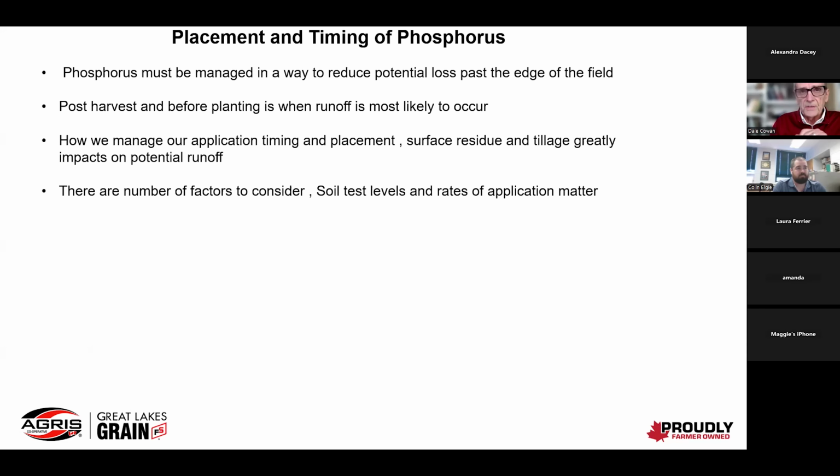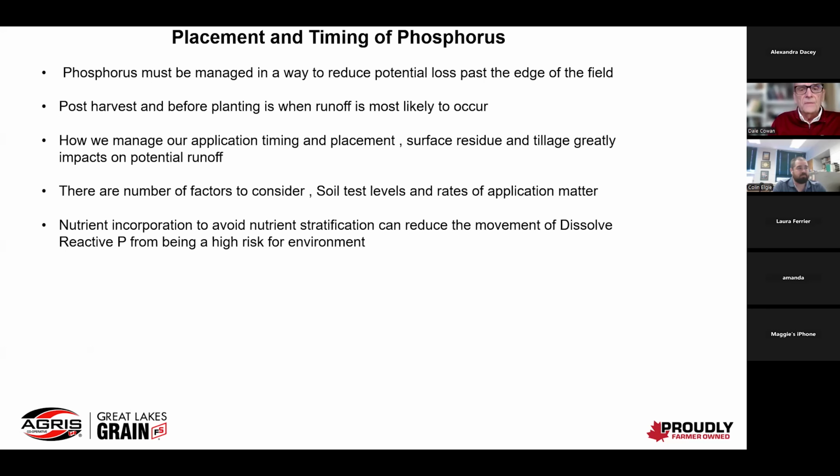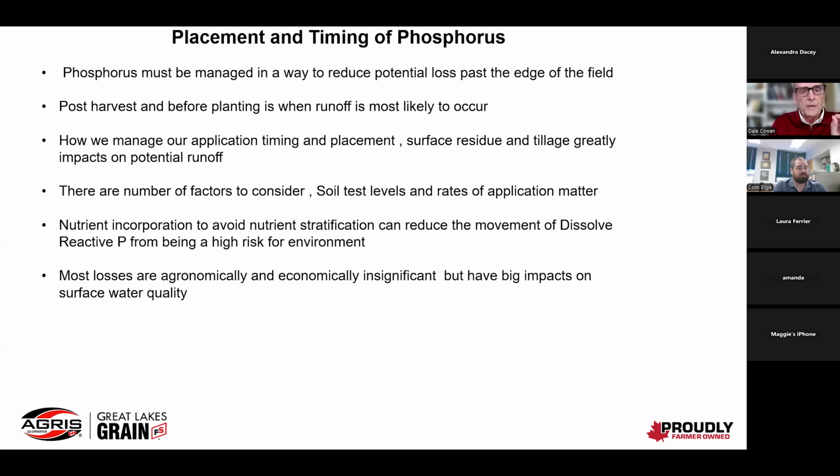So the factors you want to consider: what's your soil test, as we already covered, what's your rate of application, and what's the application manner that you're going to use. All that stuff matters. Nutrient incorporation goes a long way to help reduce some of that stratification. There's a component of phosphorus called dissolved reactive phosphorus, that very small component of the phosphorus. And if you stratify and keep it on the surface, that becomes problematic because that little bit of phosphorus is free to move in runoff water. So we want to be aware of that.